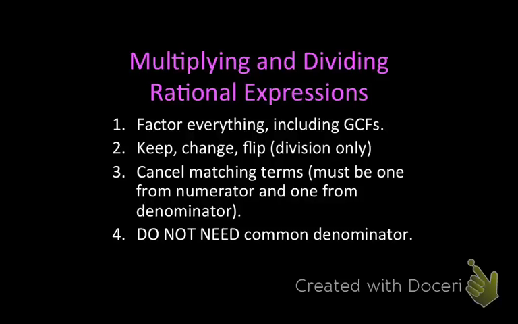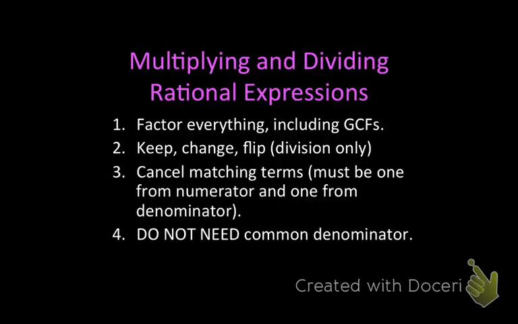Multiplying and dividing rational expressions is really similar to simplifying. So your first step, just like with before, is to factor everything, looking for GCFs. If it's multiplication, you just keep going. If it's division, don't forget that you have to keep, change, flip. So keep the first fraction the same, change the division to multiplication, and flip the second fraction to be its reciprocal. Then you can cancel the matching terms as long as one comes from the numerator and one comes from the denominator.